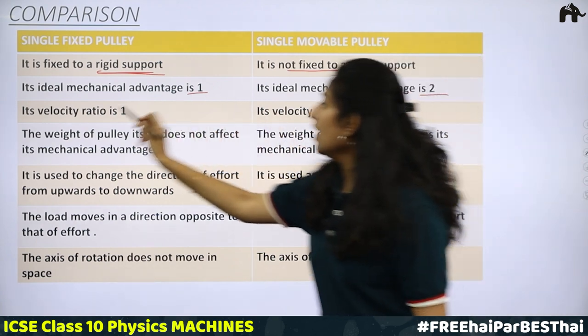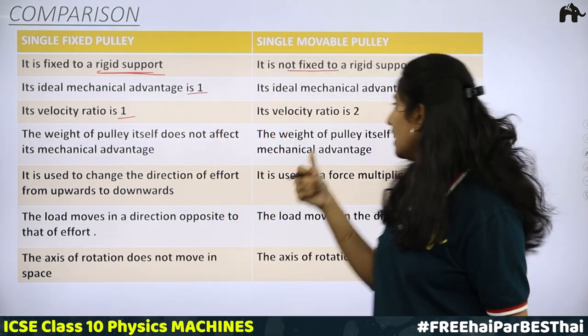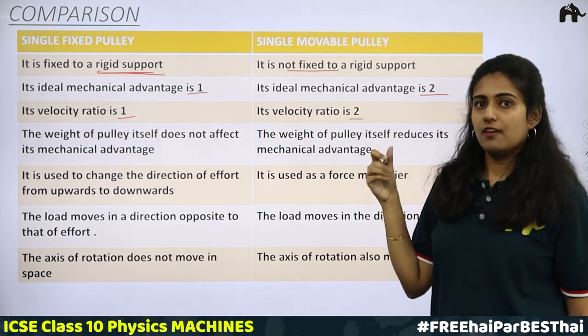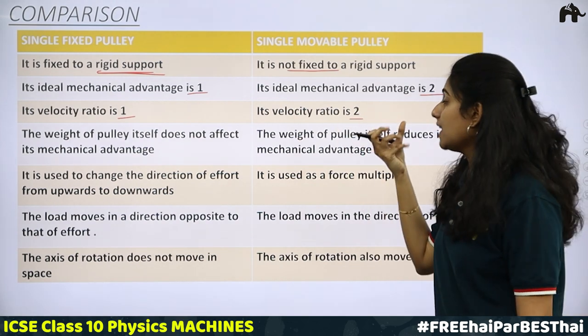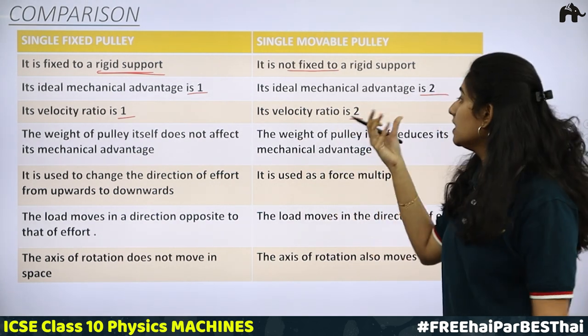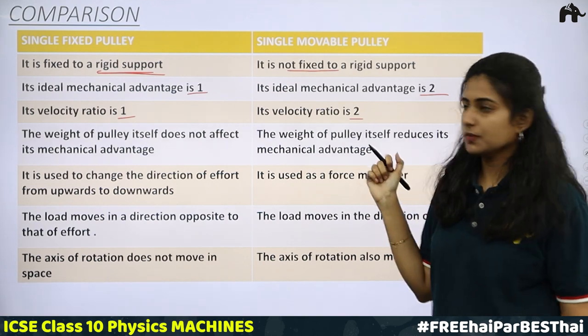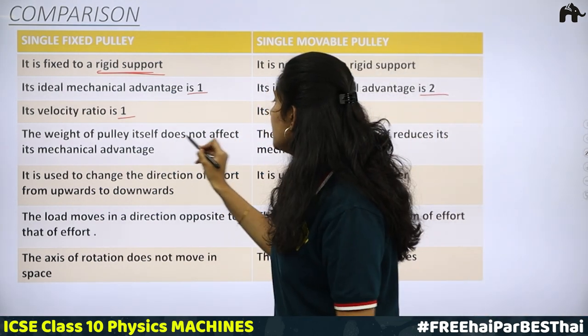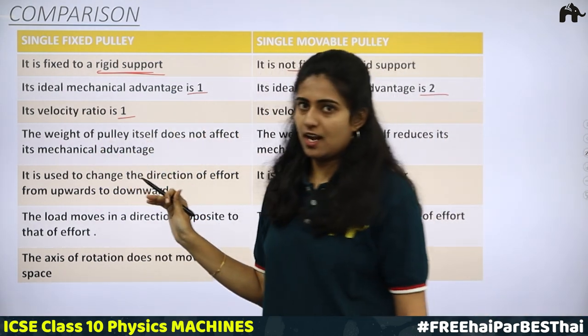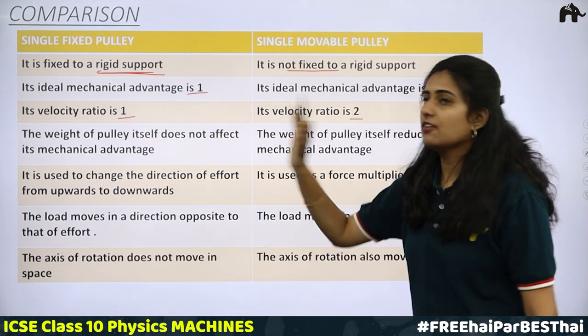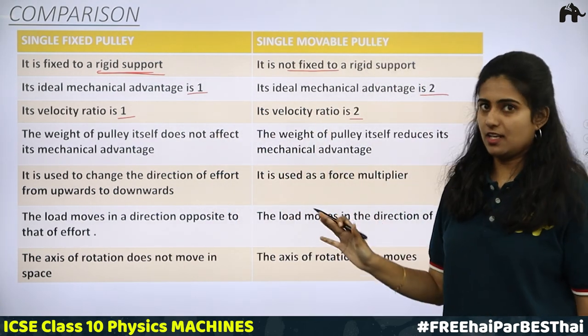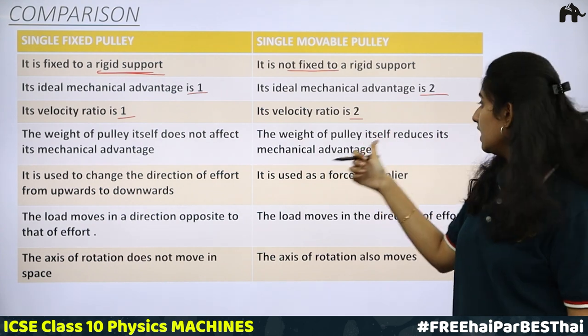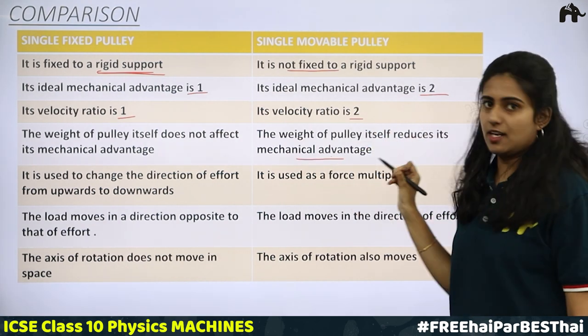Velocity ratio is 1 in this case, and here the velocity ratio is 2. Why? Because the distance moved by the effort is 2 times the distance moved by the load. The weight of pulley itself does not affect its mechanical advantage. So in this case, the weight of pulley is not affecting the mechanical advantage. But here the weight of pulley itself reduces the mechanical advantage.